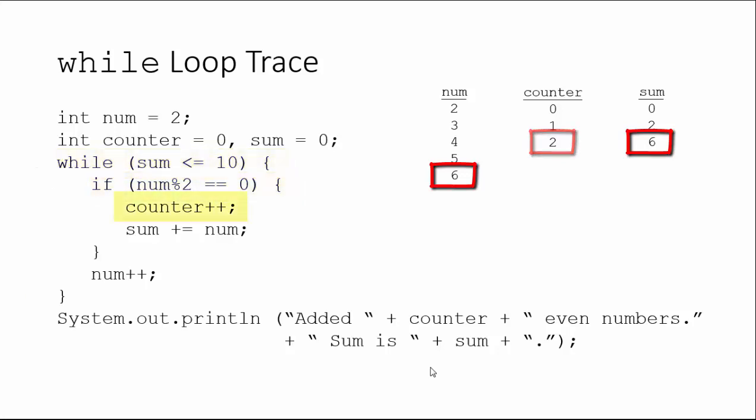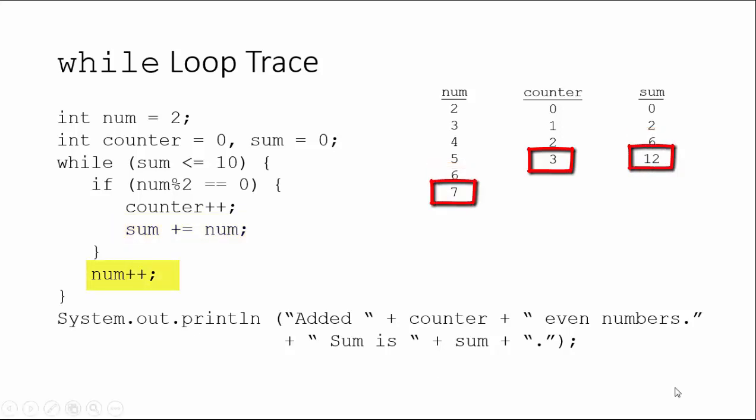True. So I'll increment counter and then I'll add sum and num. Sum contains 6, num contains 6. 6 plus 6 is 12, and I'll store the results back into sum. I'll increment num, and when I go back up to my condition, is sum less than or equal to 10? False. Sum now contains 12, which is not less than or equal to 10, so my loop terminates.